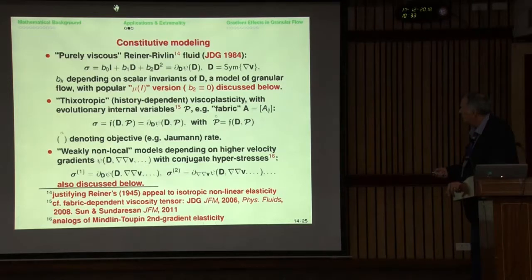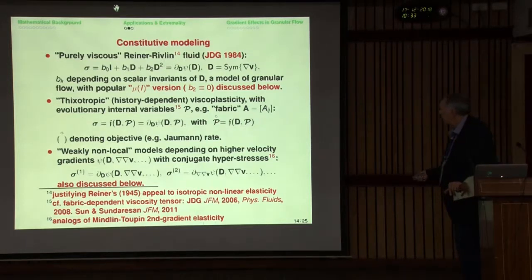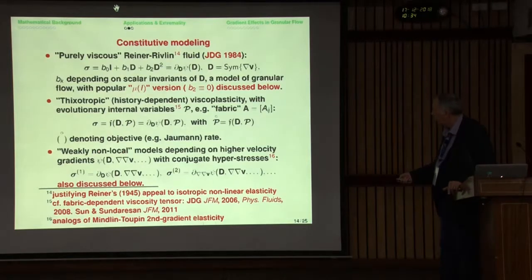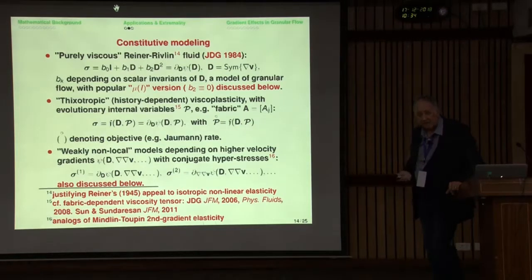You can get history-dependent viscoplasticity by adding some parameters which are subject to evolution laws, for example, using some objective rate. This might be the fabric tensor. And you can extend this to weakly non-local models with higher gradients. That's what I call weakly non-local. So you simply have to say that the dissipation potential now depends on deformation rate and on higher velocity gradients, in particular the first gradient of velocity gradient.